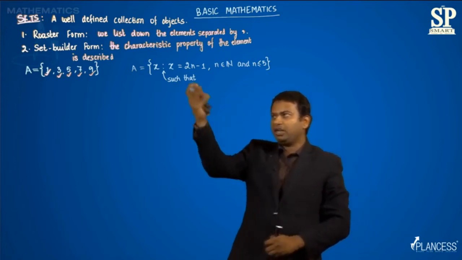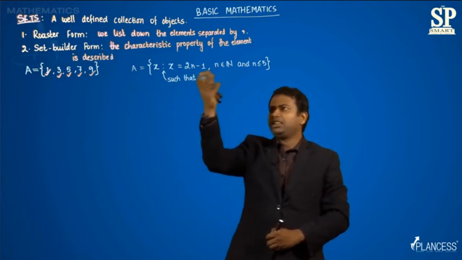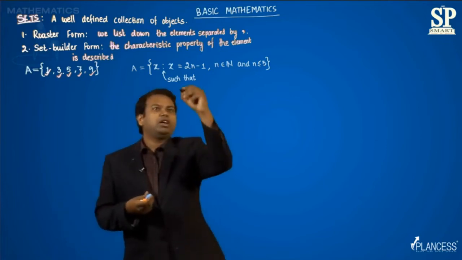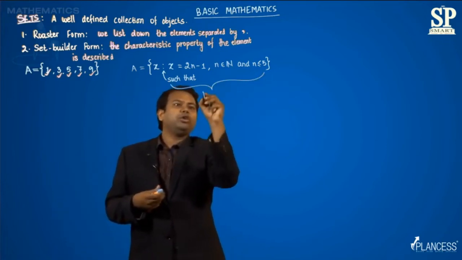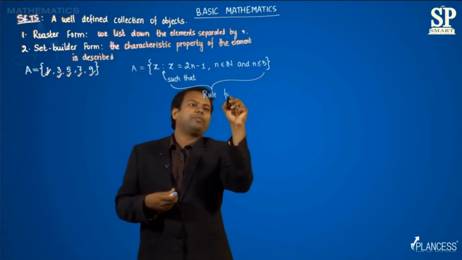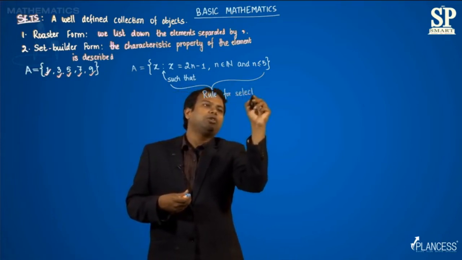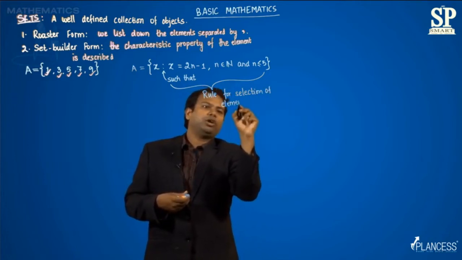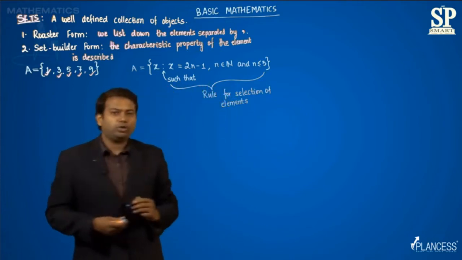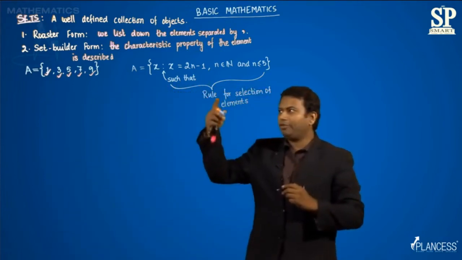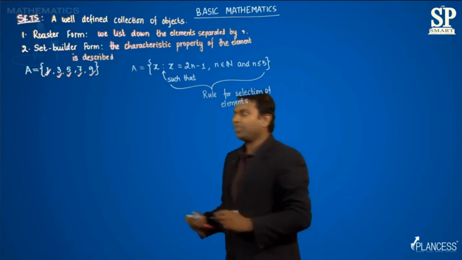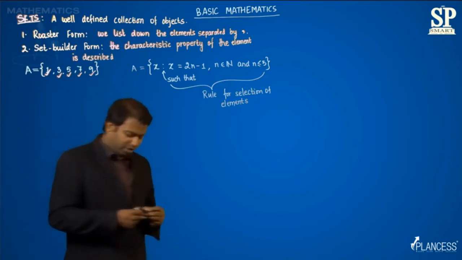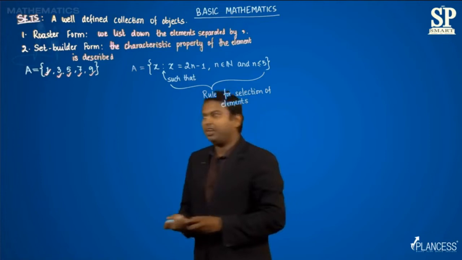What is different is that here we have just described the rule for selection of elements. So this form is also known as the rule method of writing or representing a set. So this is about sets and how we represent a set in two different forms. Let us now try to understand different types of sets.